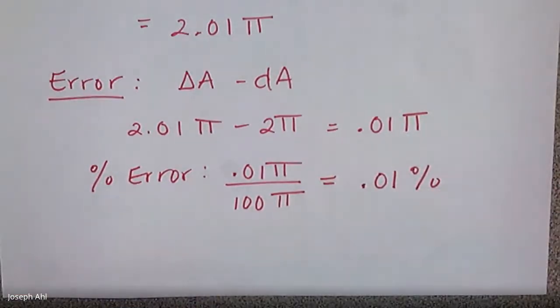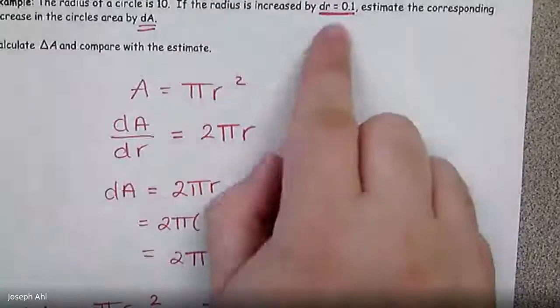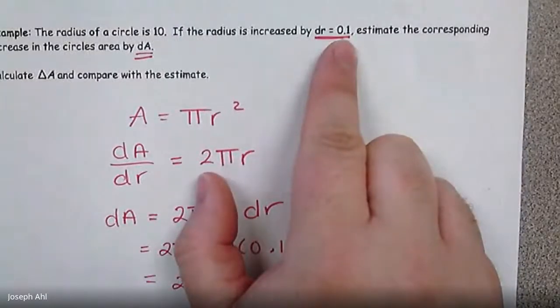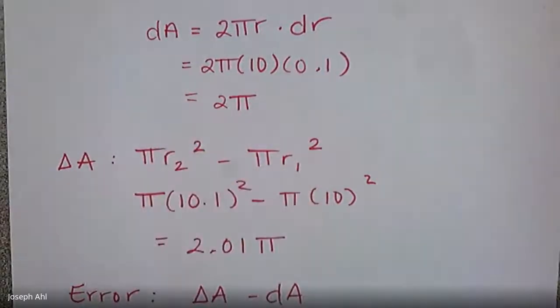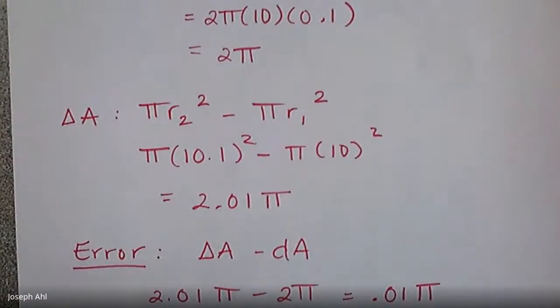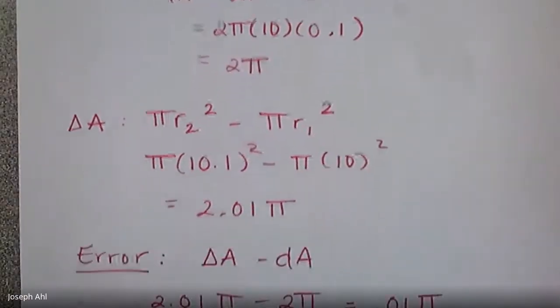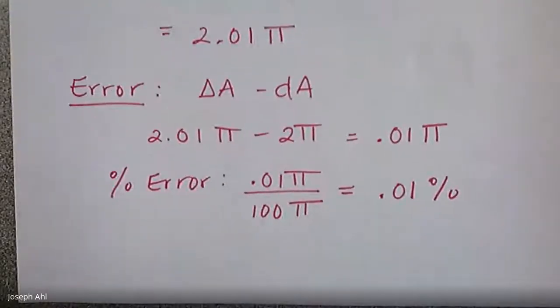Really, really tiny error, which is nice, because we can say with a fair amount of confidence that if we're doing approximations with a small change in the radius here, that dr value, that is a really good approximation. We can use our dA and confidently say that the differential in the area is approximately going to be 2 pi. If you have any questions about differentials, we promise we're going to do more practice within the next few lessons, but hopefully you can see the connection that we have to linearization, and let me know if you have any questions.